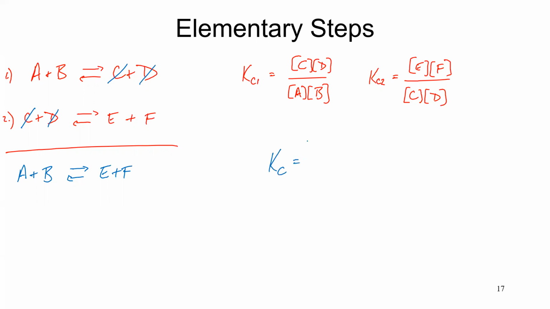But then our overall Kc is equal to, well, if we look at our reaction, concentration of E times concentration of F divided by the concentration of A times the concentration of B. Well, that overall reaction is not Kc1 or Kc2, but it's related to those two. Who sees that relationship?